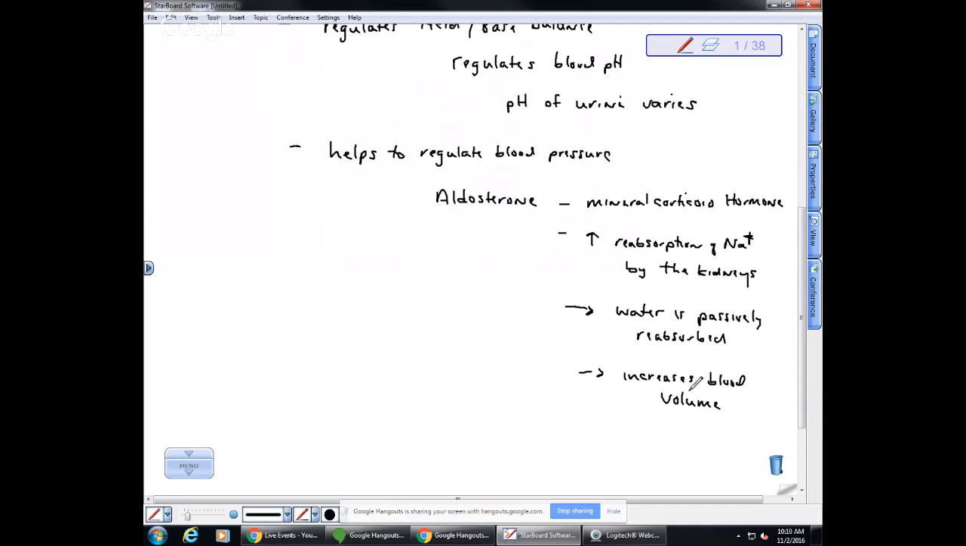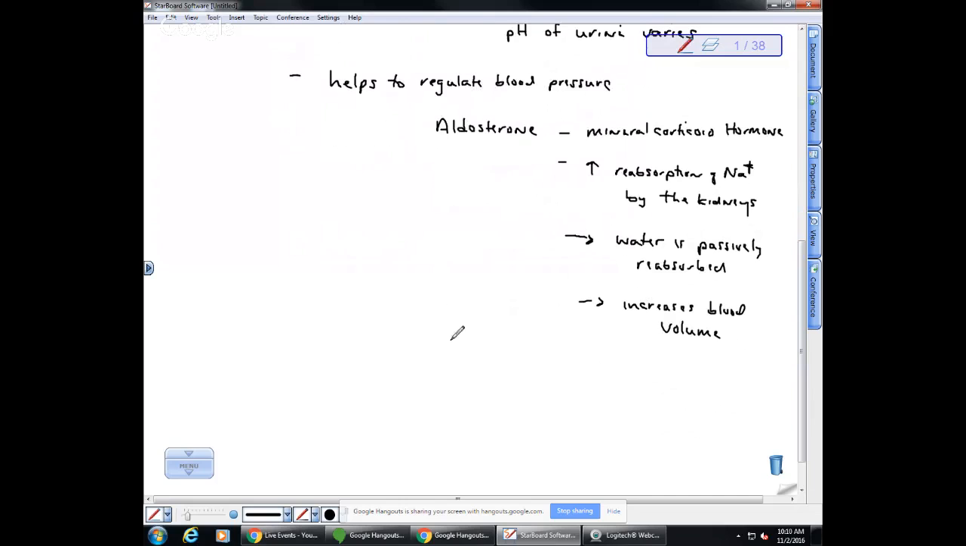Now the kidneys also produce another chemical that also influences blood pressure, and this chemical is renin. So it produces renin. So the kidneys, we'll put this one. So the kidneys, this is still under regulating blood pressure. Kidneys produce renin. And remember that renin causes angiotensinogen.